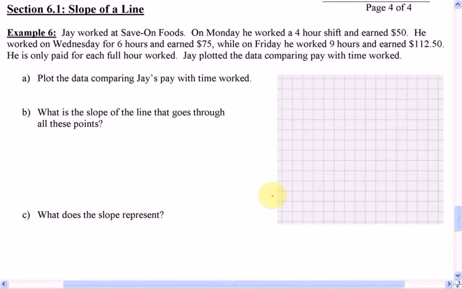Notice that this kind of word problem is something similar to what we did in chapter 5, so I'm trying to make the connection between chapter 5 and chapter 6 stuff now.